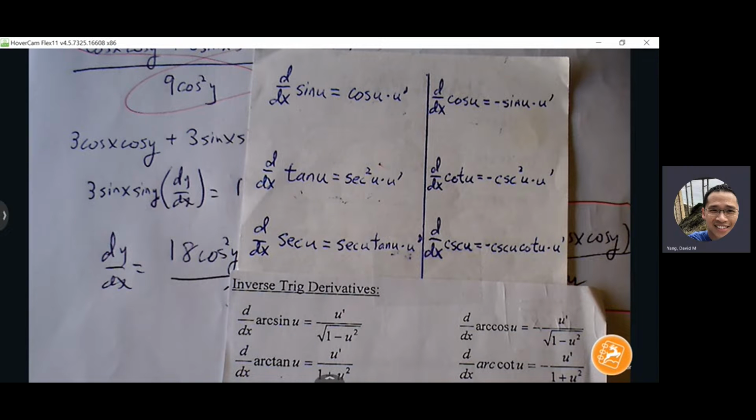And secant's derivative is just involving itself and the one above it. So secant u tangent u times u prime. And then cosecant's a copycat. It's going to just do what it sees above: negative cosecant u cotangent u times u prime.